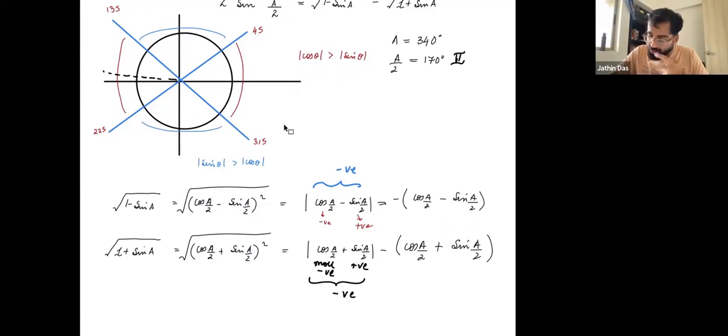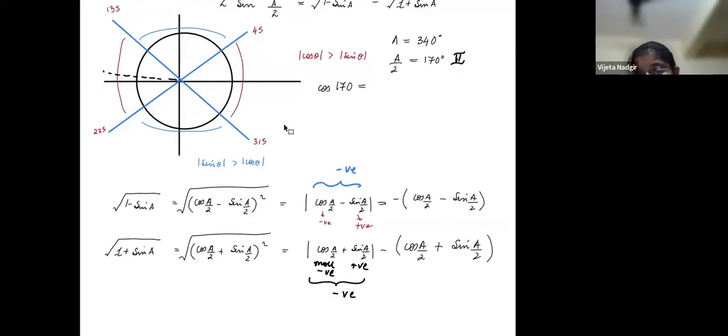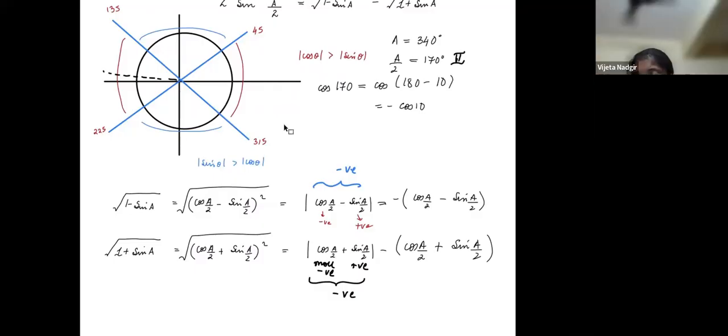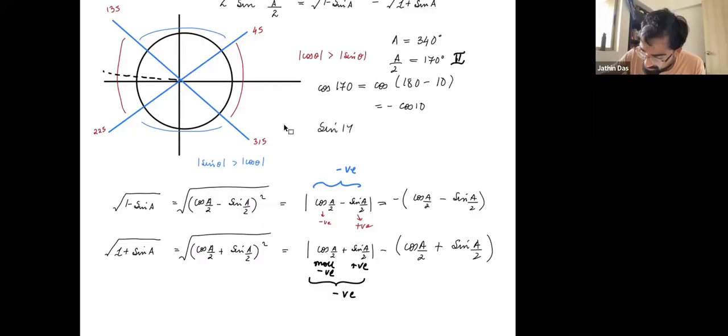Otherwise, I can also show you another method. So cos 170 and sin 170. I have told you one thing in the beginning, if you remember. In the first quadrant, you know everything. From 0 to 45, cos is greater than sin. And from 45 to 90, sin is greater than cos. Do you remember this? So I'll make everything into the first quadrant. So it will be cos of 180 minus 10. Cos of 180 minus theta is minus cos 10. Now, sin 170 will be directly sin 10.